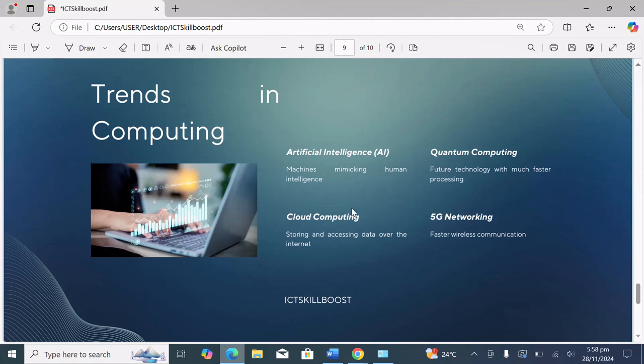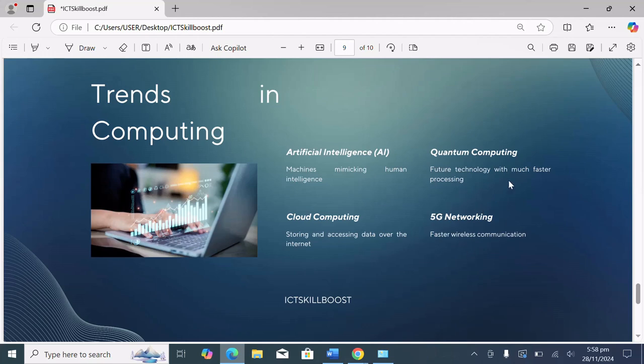Secondly, we have what we call cloud computing. As I said already, it's for storing and accessing data over the internet. You don't have to store on hard drives, you just access from the internet. It's an easy way. And then 5G networking is now what is blowing up the internet. It's the fastest wireless communication. Right now we are having 4G, but with the 5G network, things will be so fast that you can't believe it.